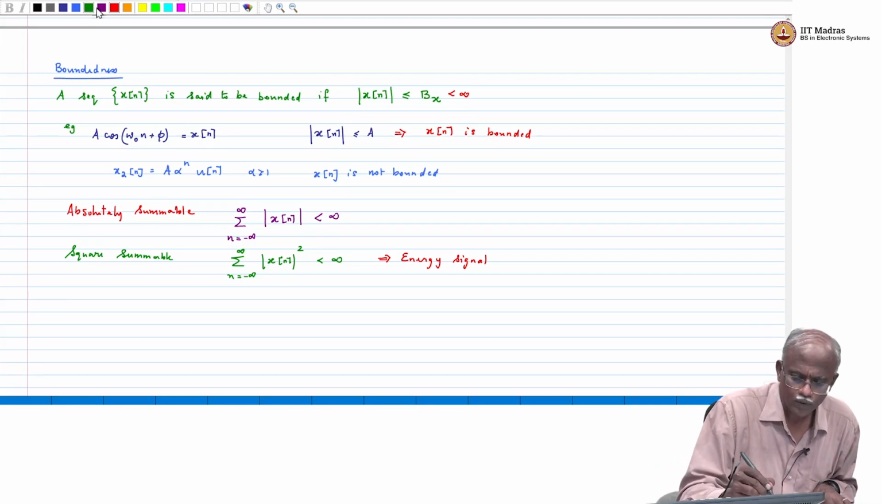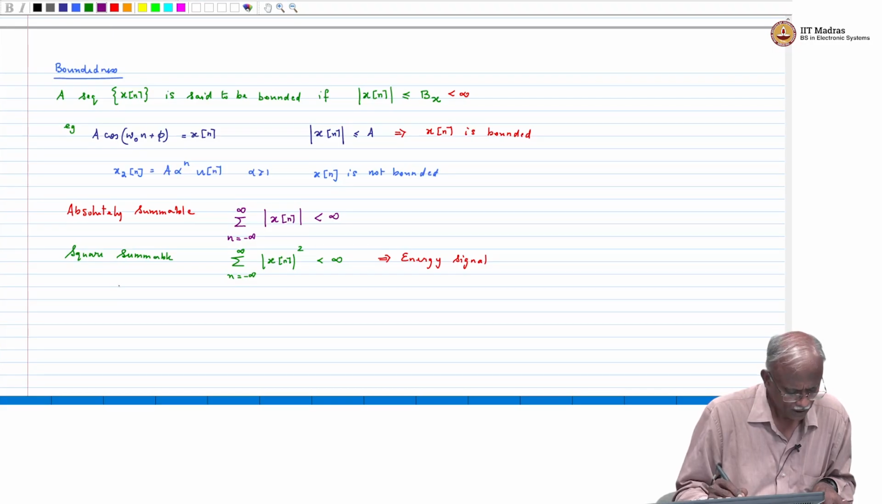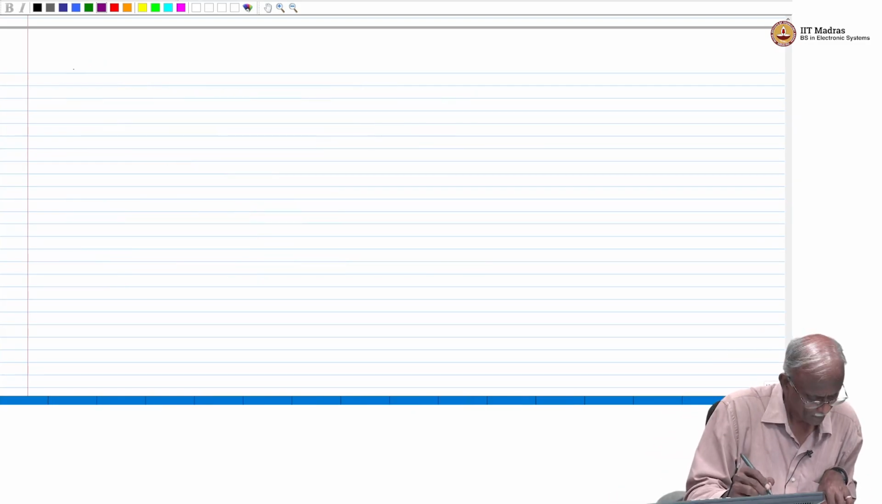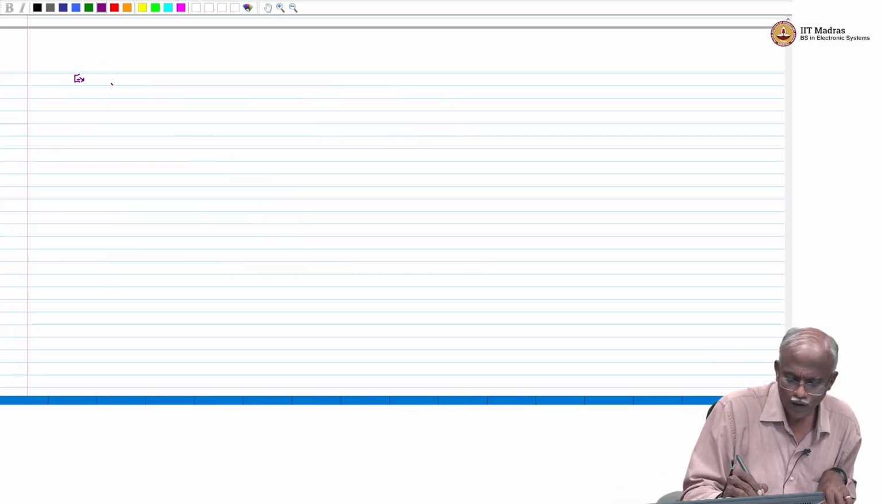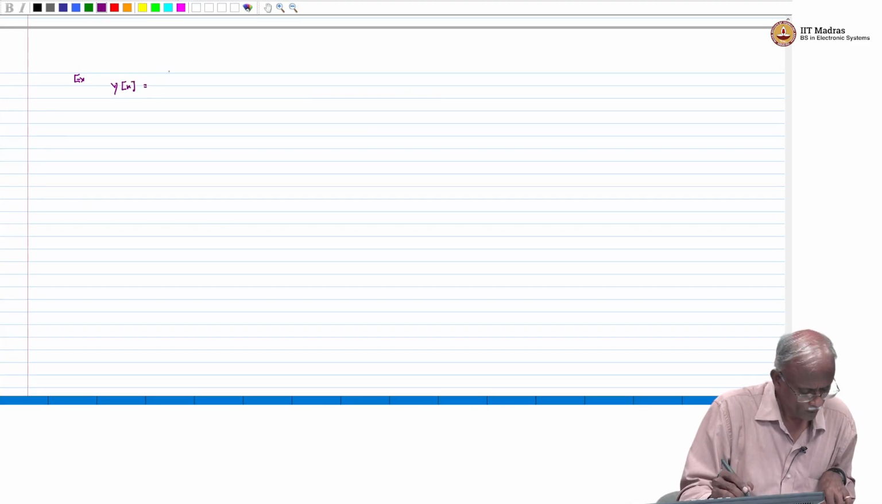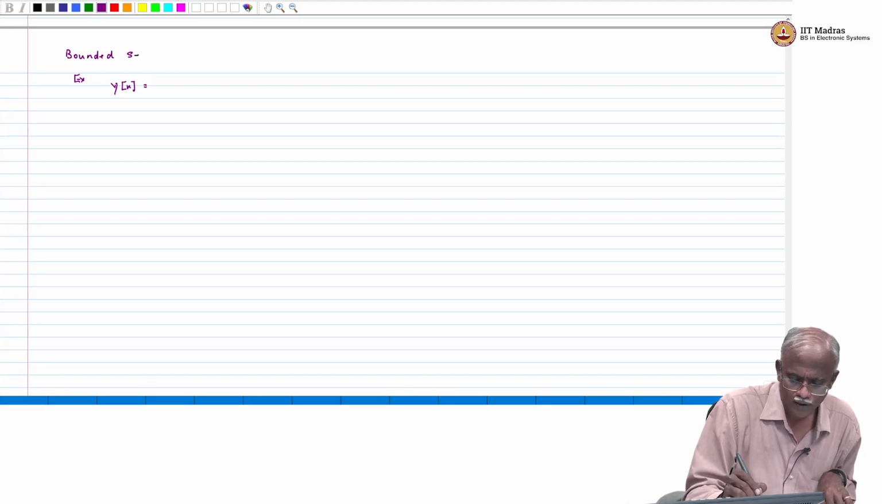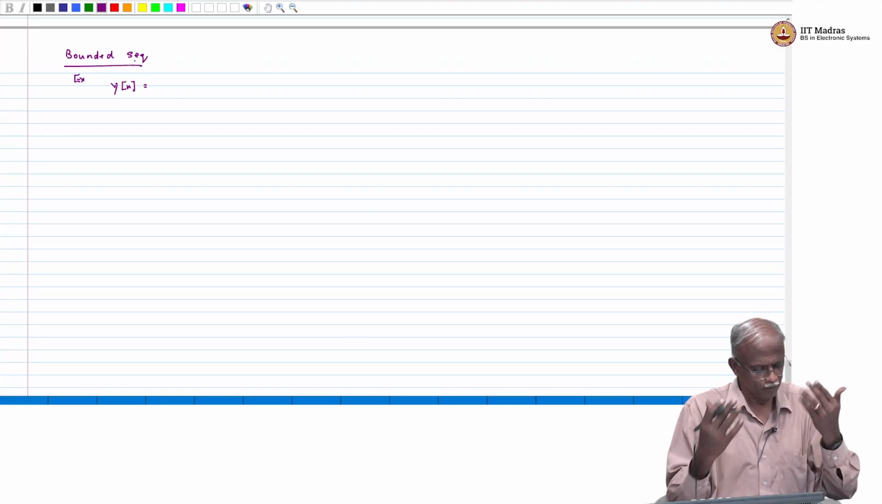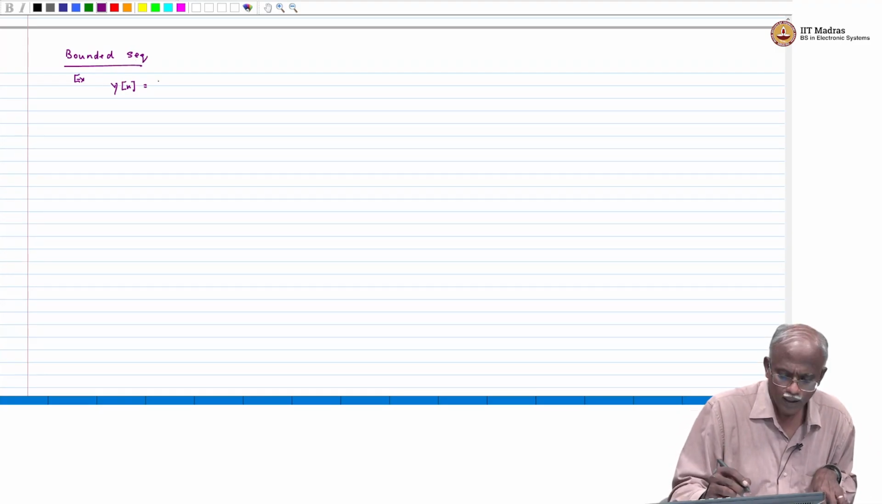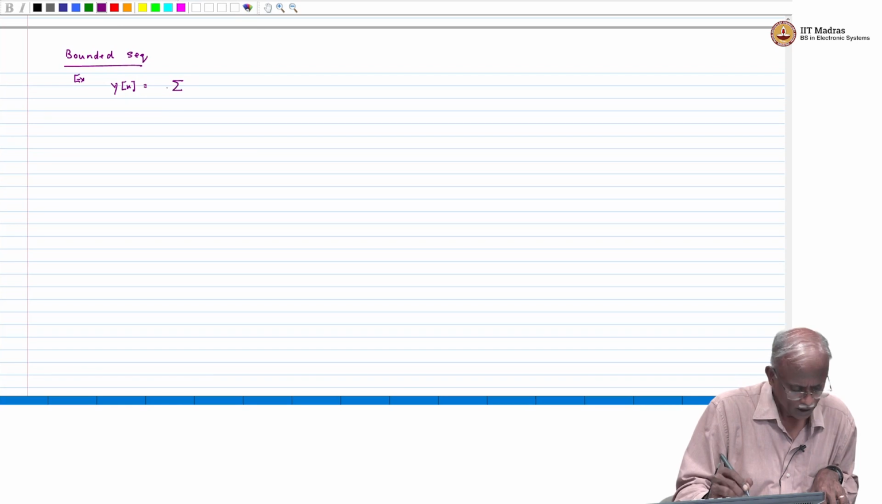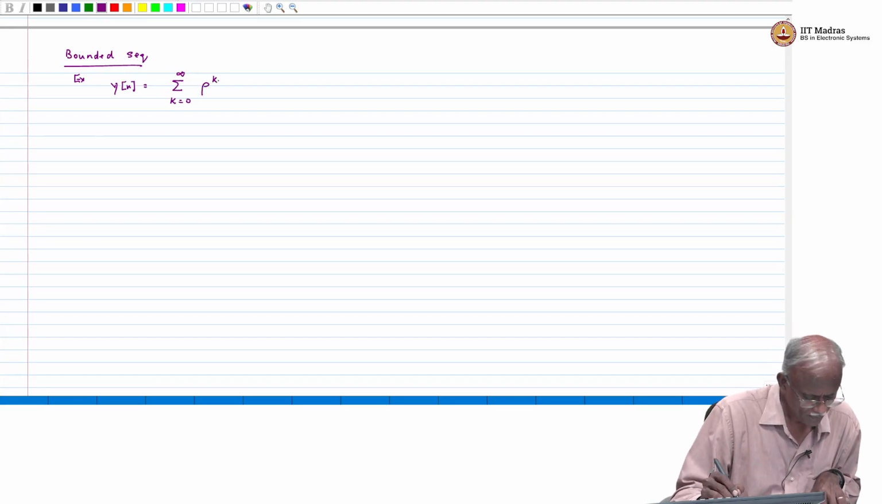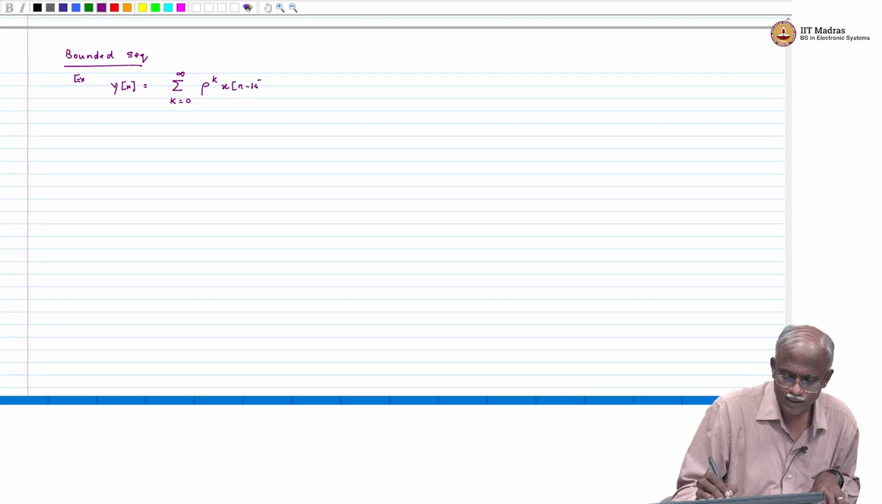Okay. Now, if I give you a sequence which is given by, for example, y of n equal to, so basically we are looking at the aspects of bounded sequences. Okay, we are trying to get comfortable with that. y of n is equal to summation k equal to 0 through infinity rho to the power k x of n minus k.